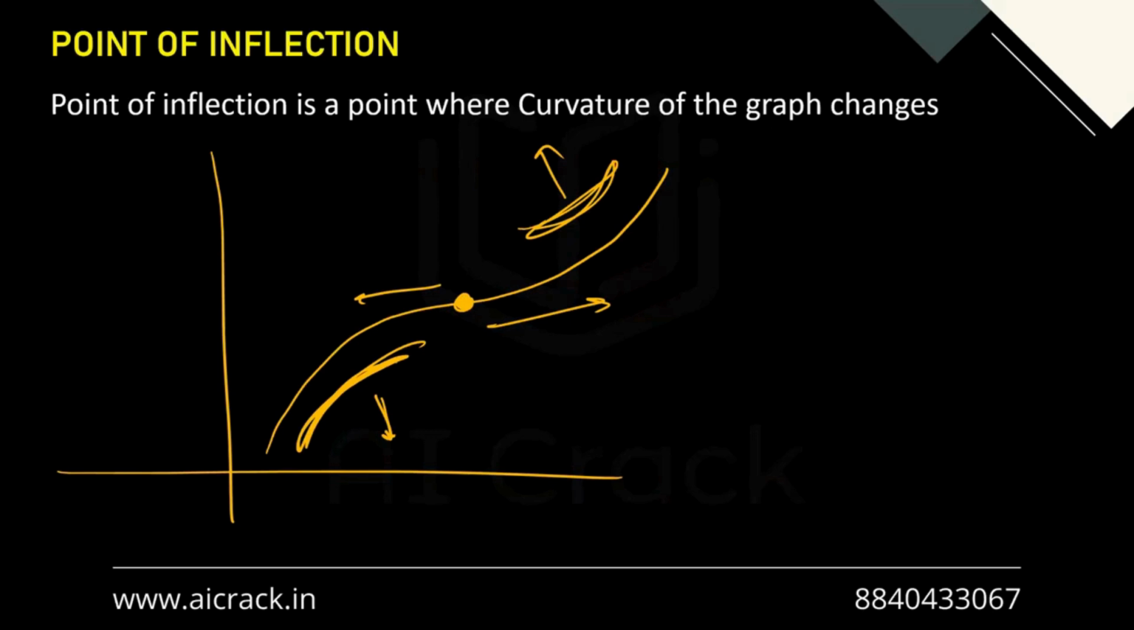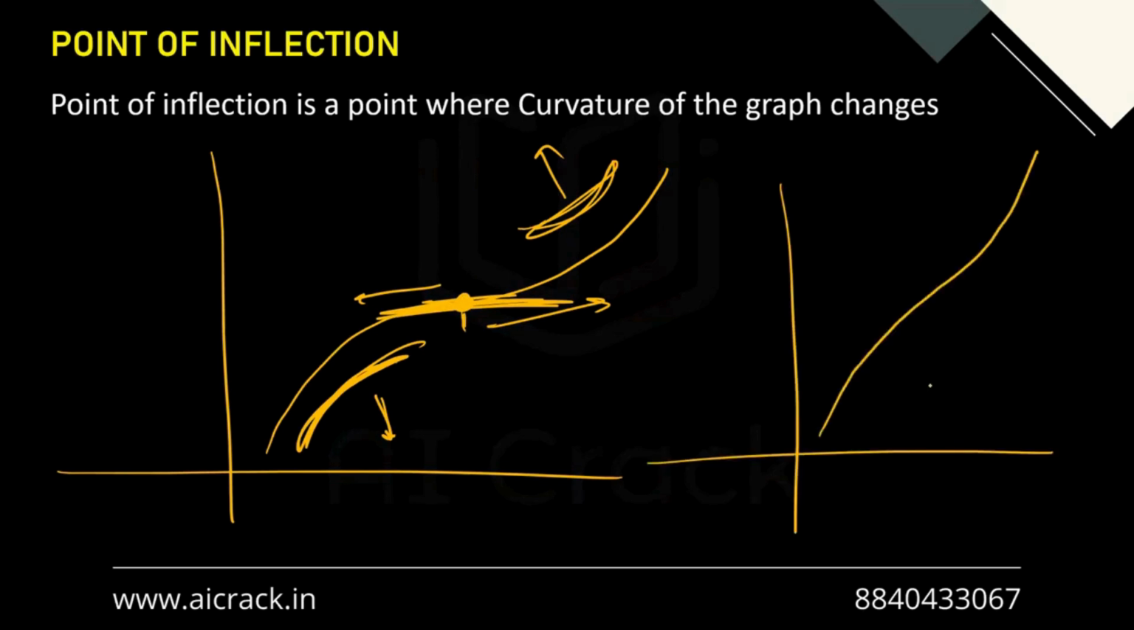Now some people confuse that we can have only f dash as 0 over here. It's not. We can have a curve like this as well, right? This particular point does not have f dash as 0. We can see that it's still positive, but over here the curvature is downwards and over here the curvature is upwards. So that basically means the point which is separating two types of curvatures, that is the point of inflection. It doesn't have to do anything with f dash.